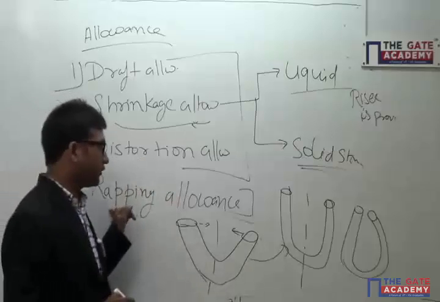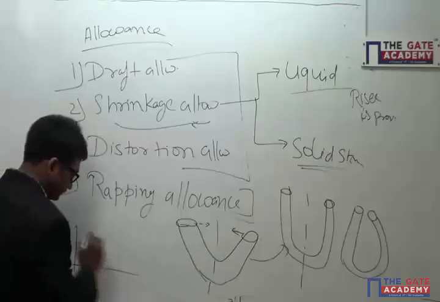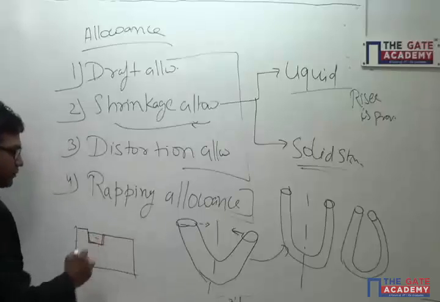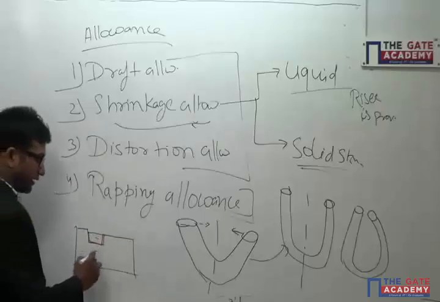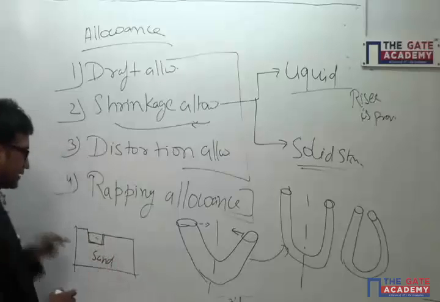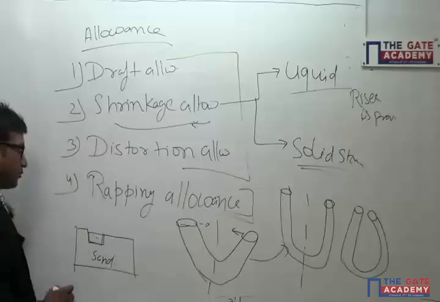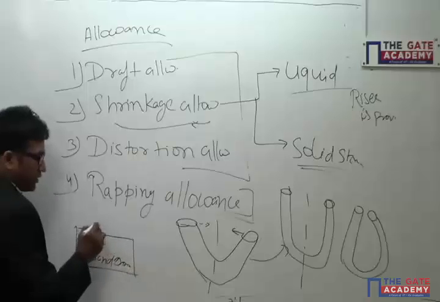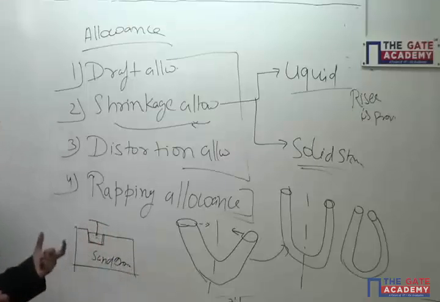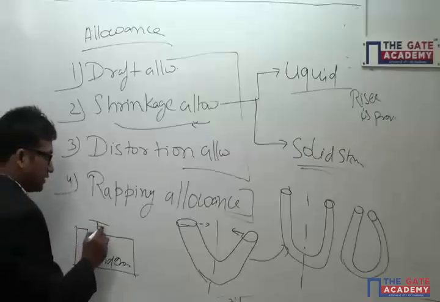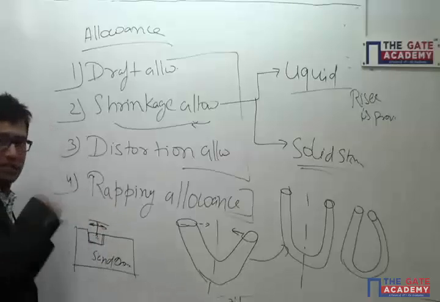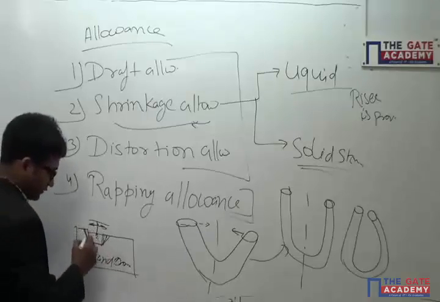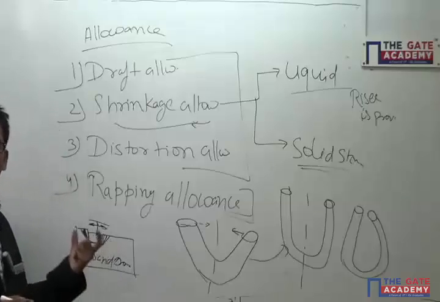Fine. The fourth one is wrapping allowance. What is wrapping allowance? When my pattern is inside your sand casting, inside your sand, this is your drag box or cope box. So how do we remove it? To easily remove this pattern, we just shake it in both directions. So we will create some more cavity. So this cavity will be increased.